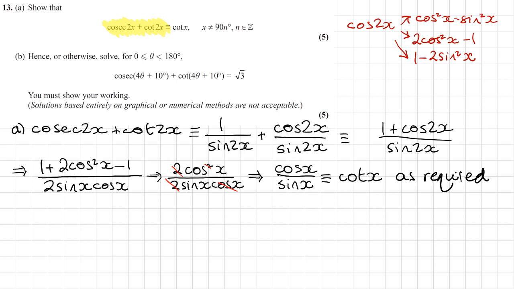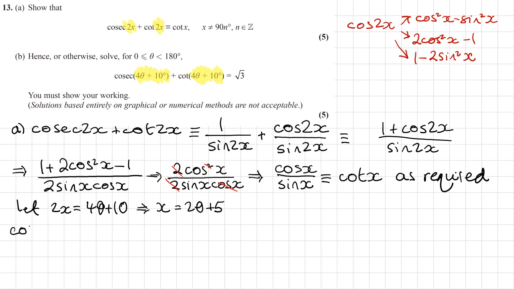Now notice, actually let's rub that out. Notice I've got 2x here, 2x here, and then it became x on the other side. I've got something similar, but where there was a 2x, there's a 4x plus 10 instead. That means that instead of writing this long identity, I can do cot of half of this. So basically what we're saying is let 2x equal 4 theta plus 10, which means that x is equal to 2 theta plus 5.